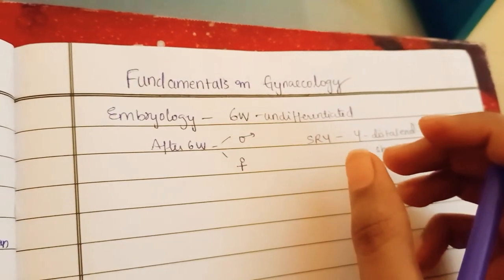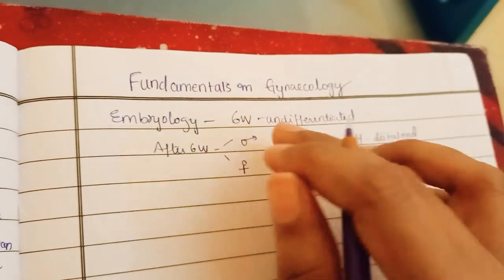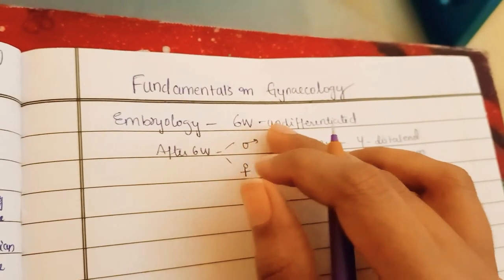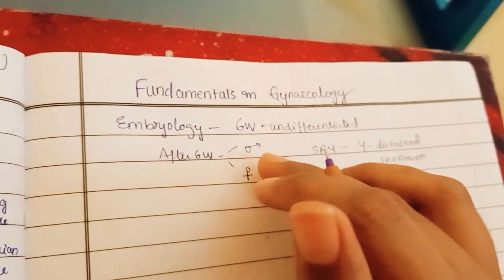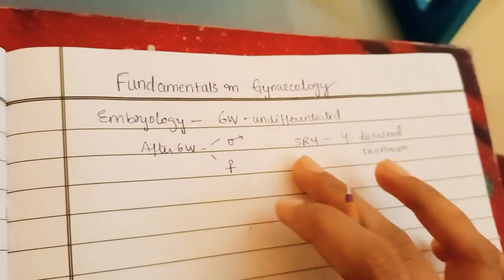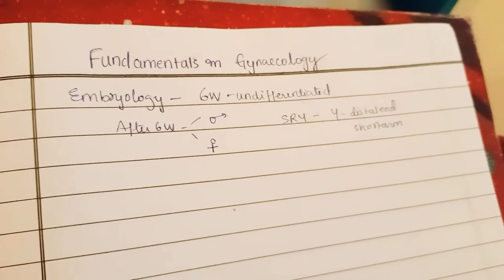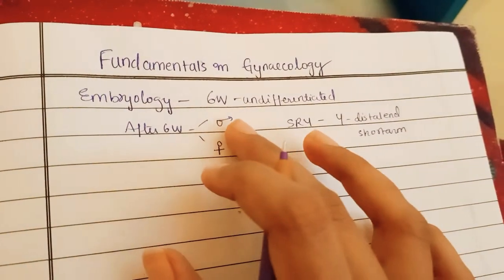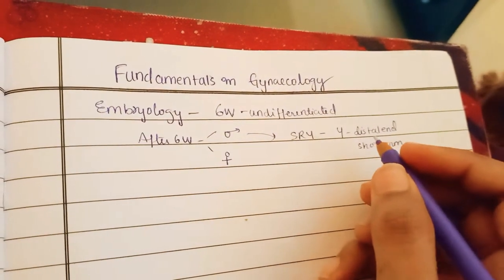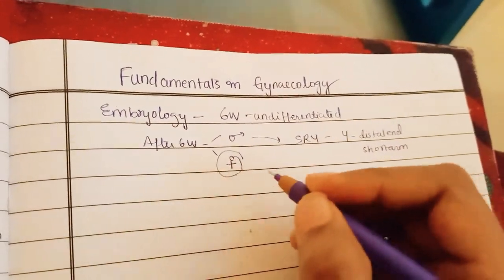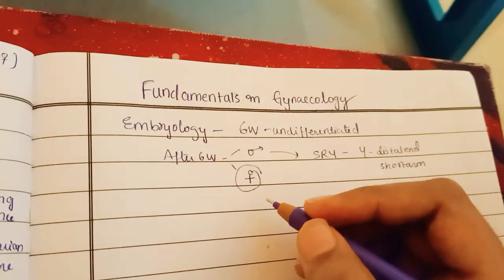So till 6 weeks of intrauterine life, it is bipotential, it is undifferentiated. But after 6 weeks, it is differentiated into male and female. And whenever there is an SRY region, that is whenever there is a Y chromosome, that means there is an SRY region. So it will differentiate into male. If there is no SRY region, that is no Y chromosome, then it is a female. So this is the thing which we need to see.